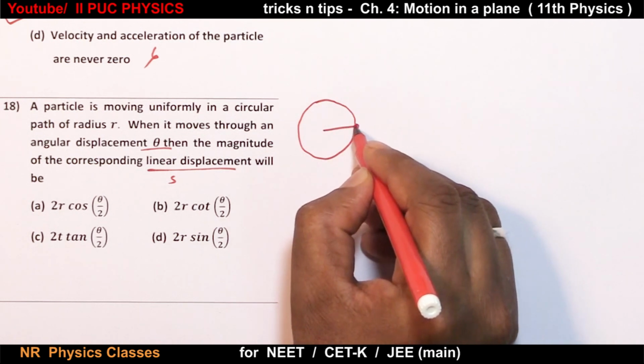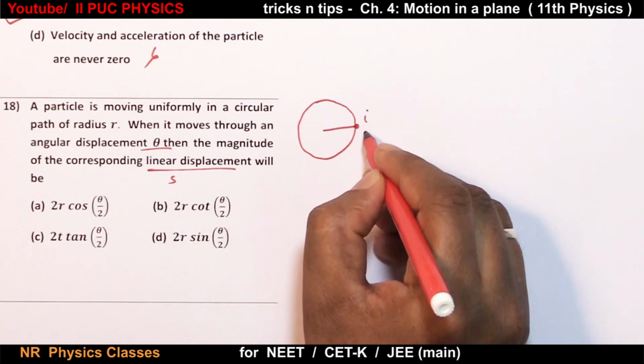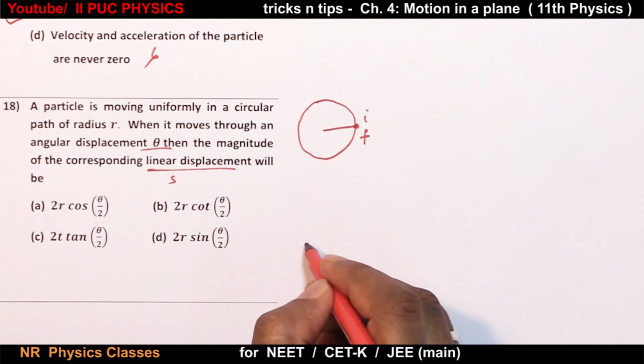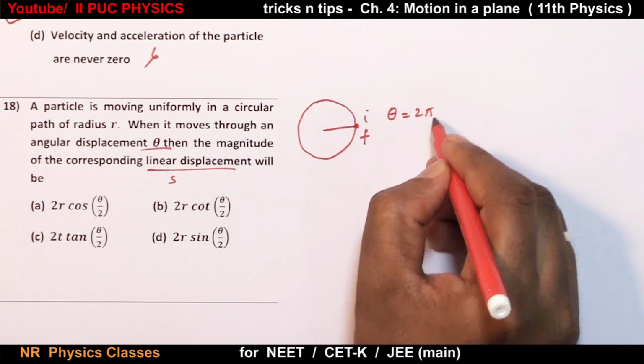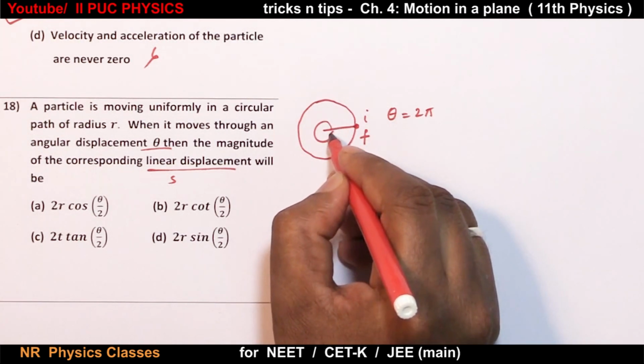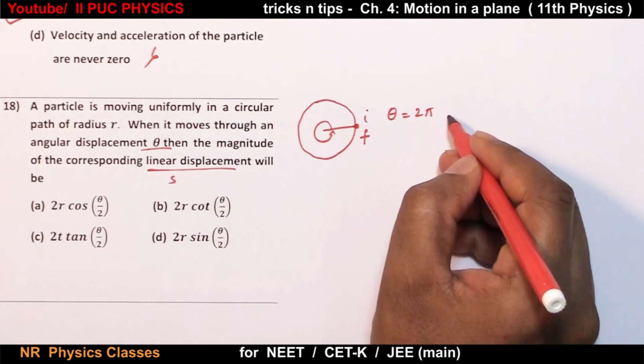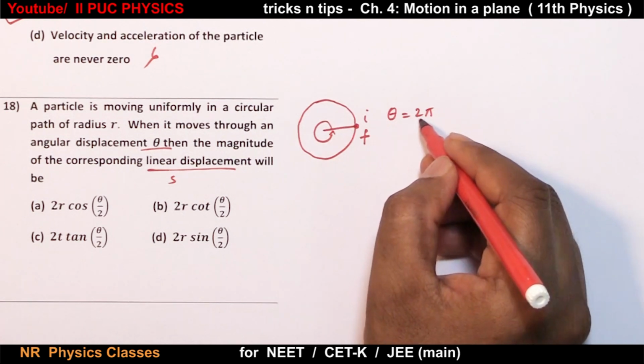This is the initial point. Let that itself be the final position. So angular displacement is 2 pi, one full revolution. It is equivalent to theta equal to 0. So let us substitute 2 pi. Okay.